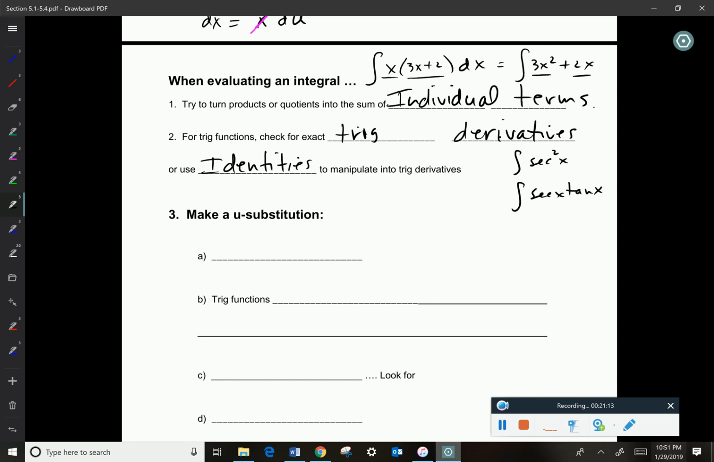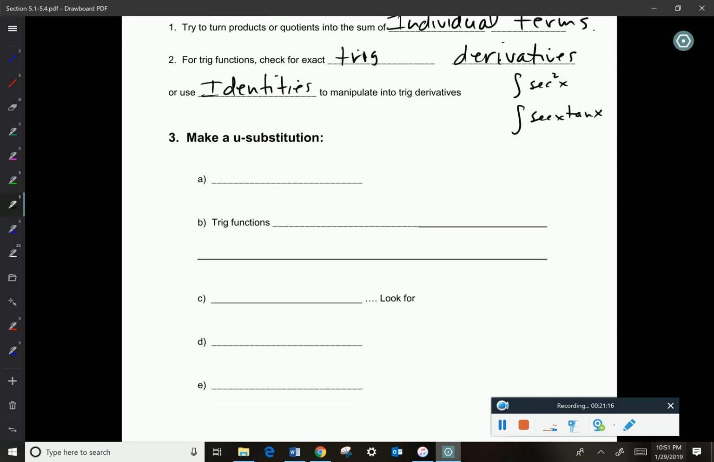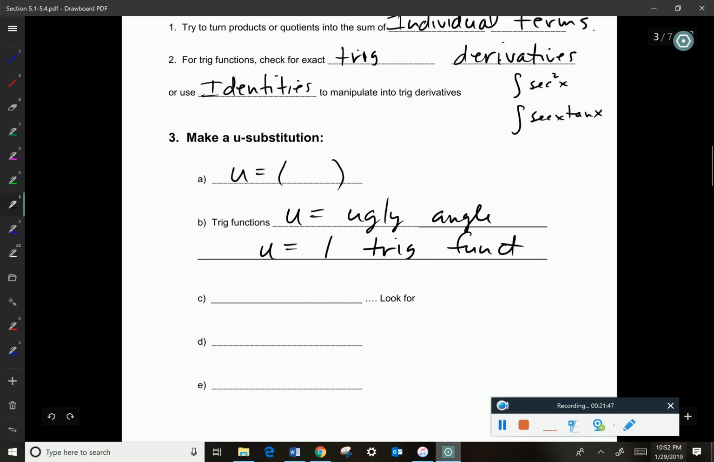Okay, we said if that stuff doesn't work, then you've got some possible u substitutions. The first u substitution we learned was you might let u equal a parenthesis, right? If there's a parenthesis that has an exponent, that's what you're going to let u equal, just the stuff inside the parenthesis. That's the first one we learned. And then the next day we said, okay, well, what if you have trig functions, right? If you can't do the whole trig derivative thing, you might let u equal an ugly angle, right? Or you might let u equal one trig function. Okay, so those are the ones we had learned in chapter 4.